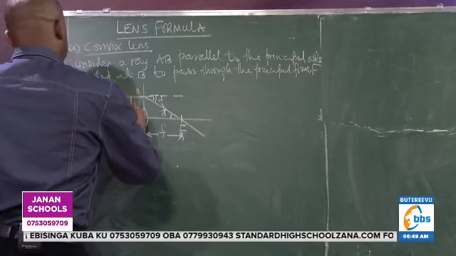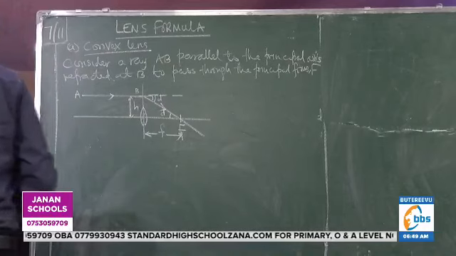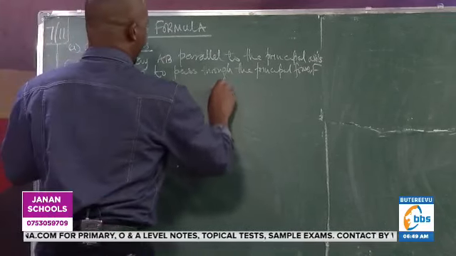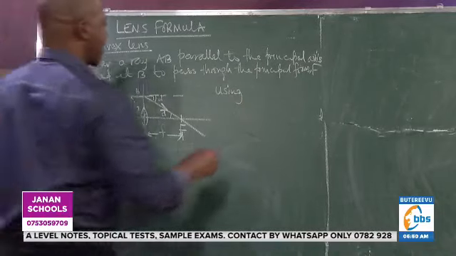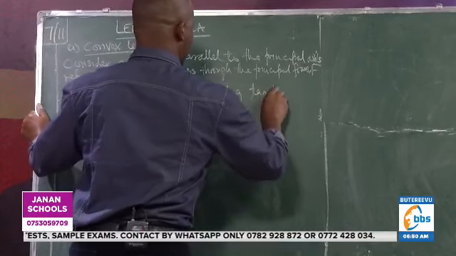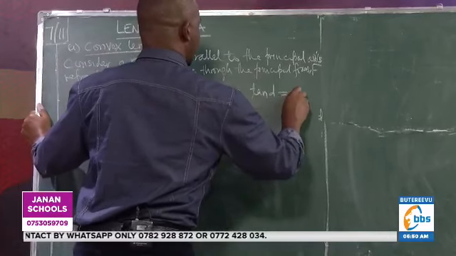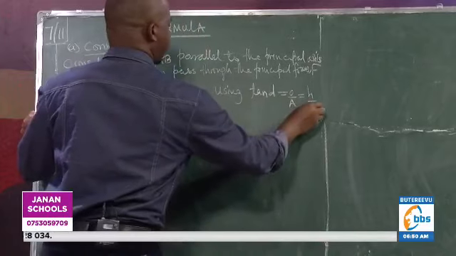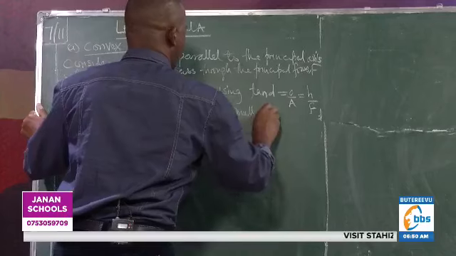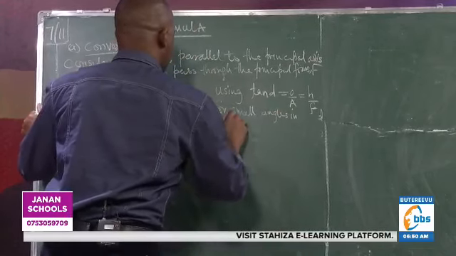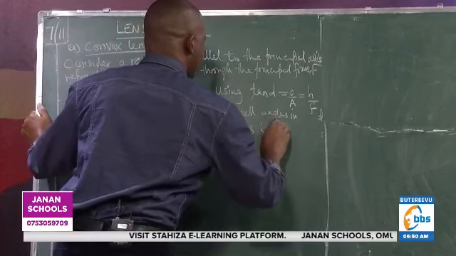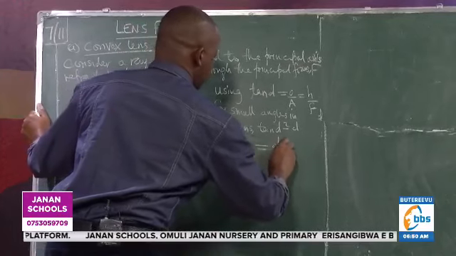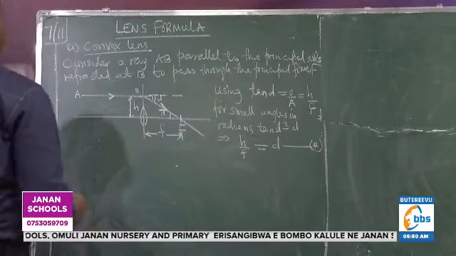if we let this be at a height h away, then we can be able to generate an expression here. Remember, the rays must be arrowed, and if we use trigonometry from here, we can say that the tangent of the angle of deviation D should be equal to the opposite over the adjacent, and the opposite is H and the adjacent is F. But for small angles in radians, the tan of D is approximately D. This implies that our H out of F can be equated to D, and we call this equation A. This is our diagram one.